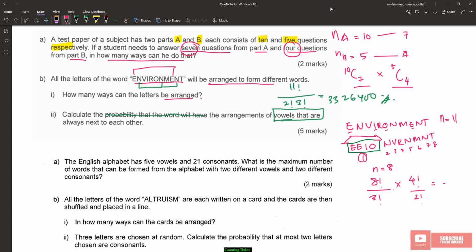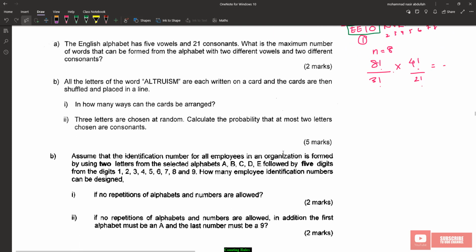Okay. Now let's look at the next question. The English alphabet has 5 vowels and 21 consonants. What is the maximum number of words that can be formed from the alphabet with 2 different vowels and 2 different consonants? So, what does it actually want? So, it has 21 consonants and 5 vowels. So, what is it going to do? It wants to make words.